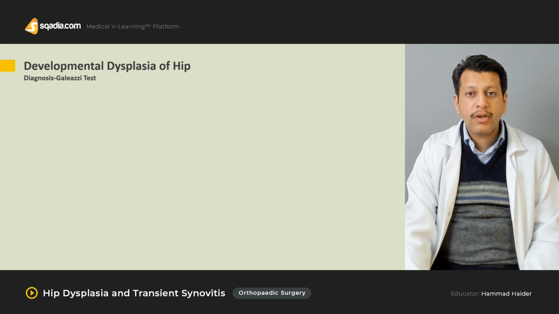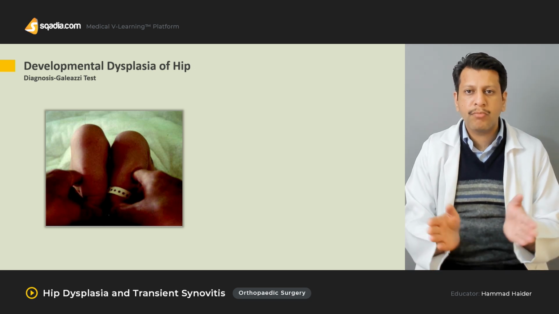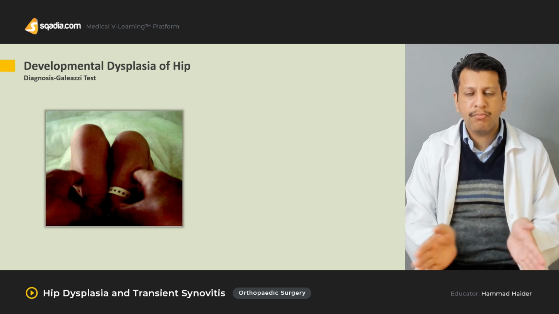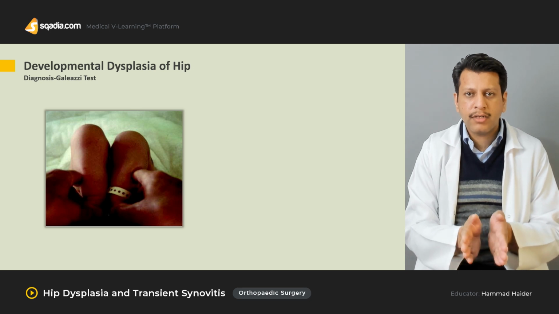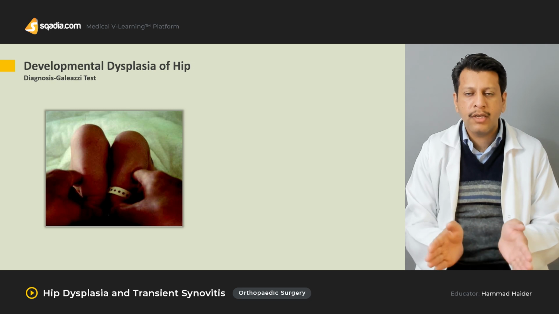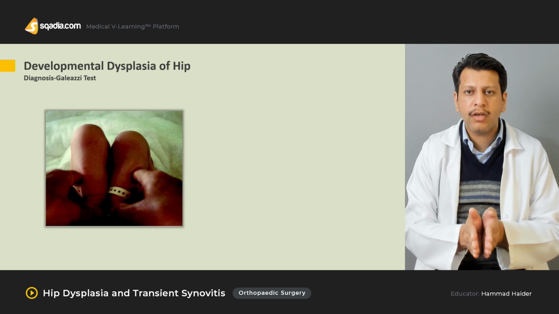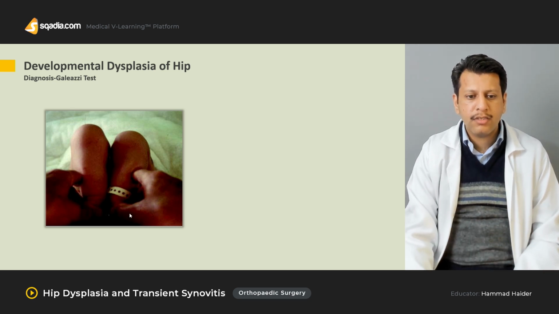Now, how to go for Galeazzi test? Galeazzi test is very simple to perform, that you actually try to make both legs parallel. You may do the adduction of the hip joint, symmetrical flexion at the knee joint, and you make the ankle come close to it. Therefore, when the medial malleoli of both ankles are touching each other, the knees of both legs are actually touching each other.